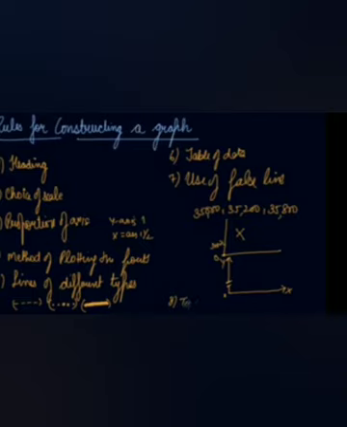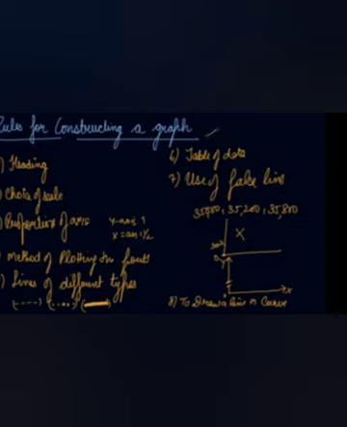Eighth, to draw a line or curve. In the previous video we have studied about the polygon, we have studied about the frequency curve. So we should mark different points on the graph paper corresponding to different values of the series. These points are joined to make a line or a graph. So the joining line must be uniform throughout its length. It should not be of different thickness at its different points.